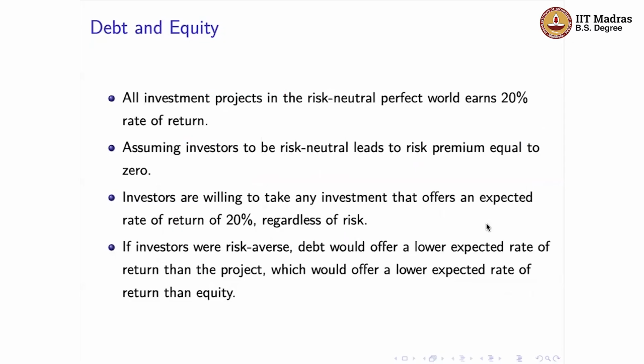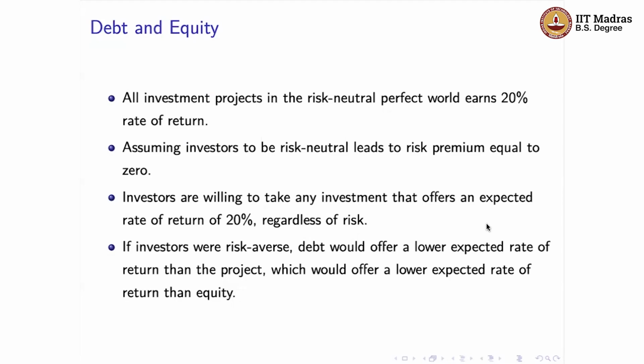However, again, because we are living in this risk neutral perfect world, all of the three projects end up earning the same rate of return, which is this 20%, right? Remember, this is basically the same rate of return has to be earned by everyone. So this is, again, a consequence of assuming that the investors are risk neutral, and that basically leads to the risk premium being equal to zero, right? So what it means is that it doesn't matter what the risk of each of these projects are, as long as they offer an expected rate of return of 20%, investors are going to be willing to take up these investments, right? Regardless of whatever is the risk attached, right?